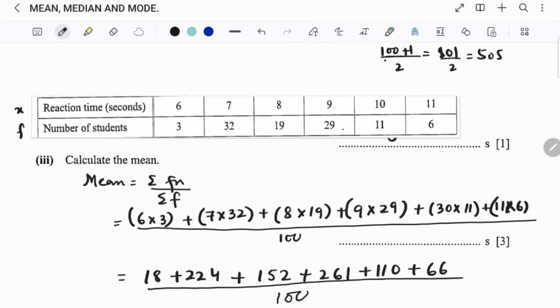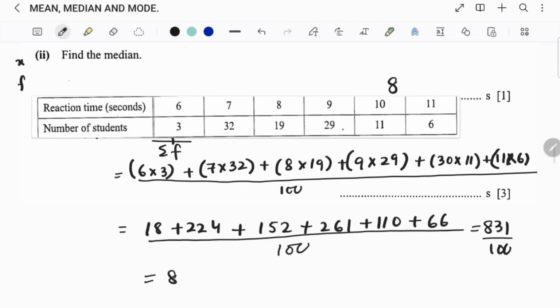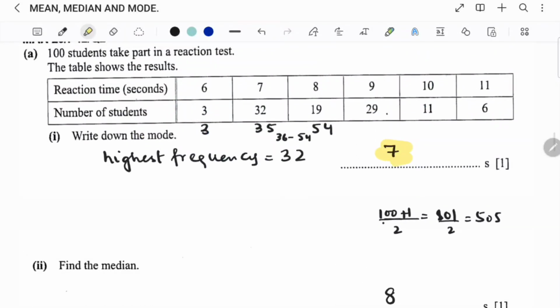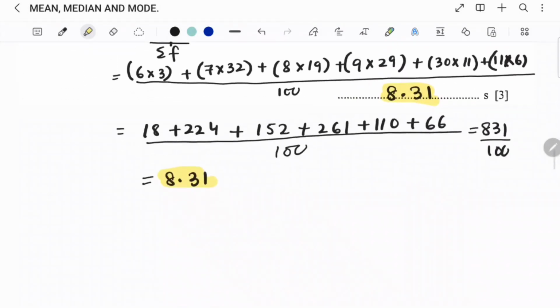18 and 224, 152, 261, 110 and 66 added together, you will have 831 divided by 100, which is equal to 8.31, which is the mean seconds. Okay, so 8.31 is the answer. 8.31 seconds is the mean. I hope you understood. We have 7 is the mode, 8 is the median, and 8.31 is the mean. Go to the next question.